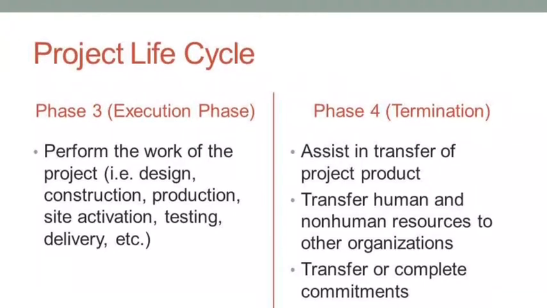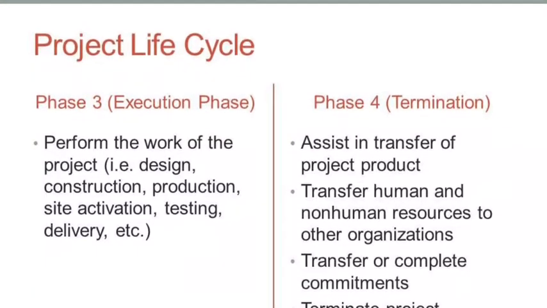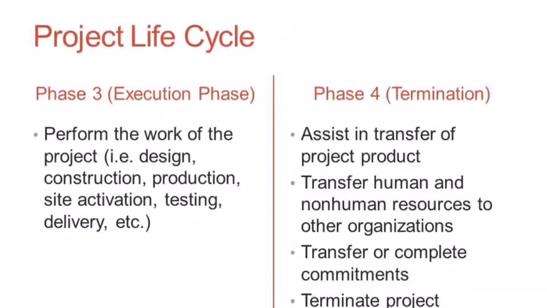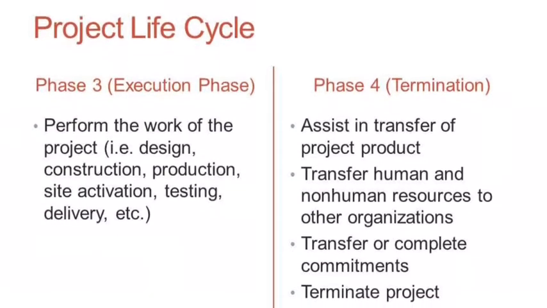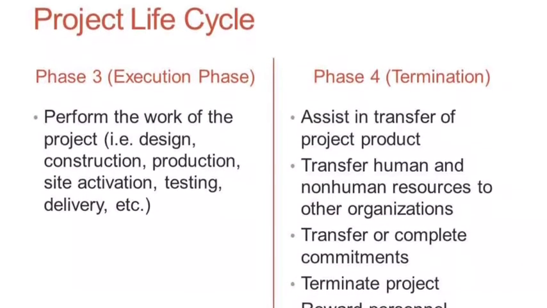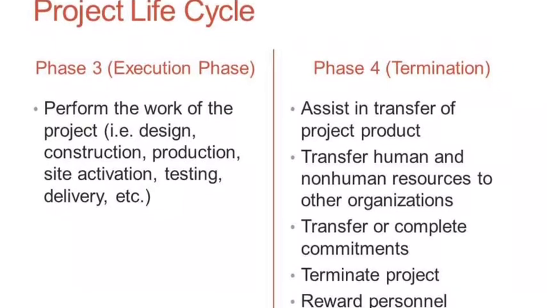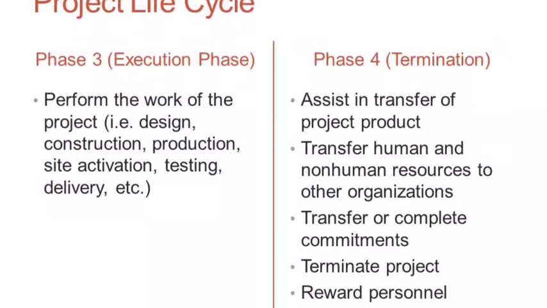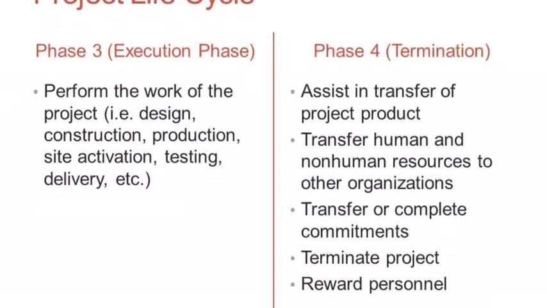Phase 3 is the execution phase. This phase performs the work of the project. And lastly, Phase 4, the termination phase. This phase assists in transfers of project products, transfers human and non-human resources and warranties to other organizations, terminates the project, disbands the consultants, and rewards the personnel.